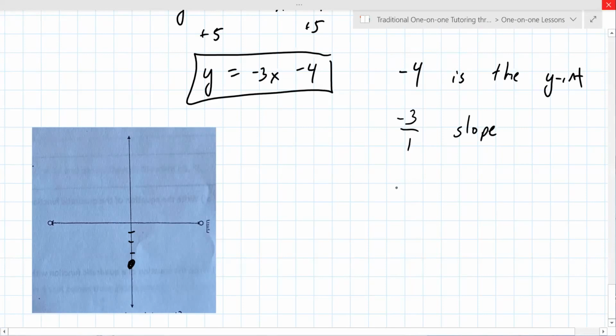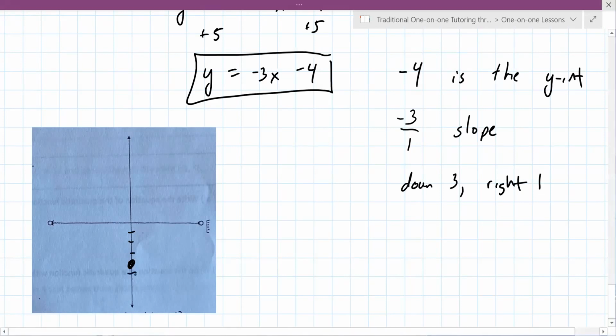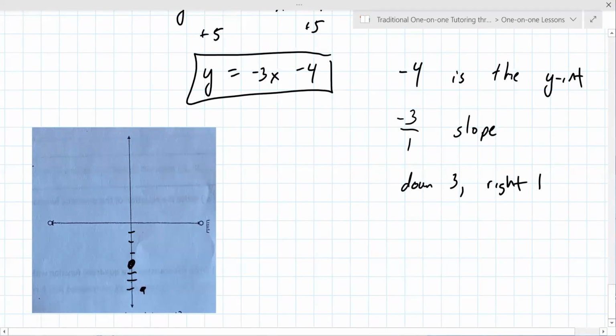So that means you're going down 3, right 1. 1, 2, 3. So you're going over 1, down 3, and then right, 1 and -7. Yeah, and you just need 2 points. This isn't a great graph because all of it's down here in this bottom right quadrant, but yeah, it is correct.